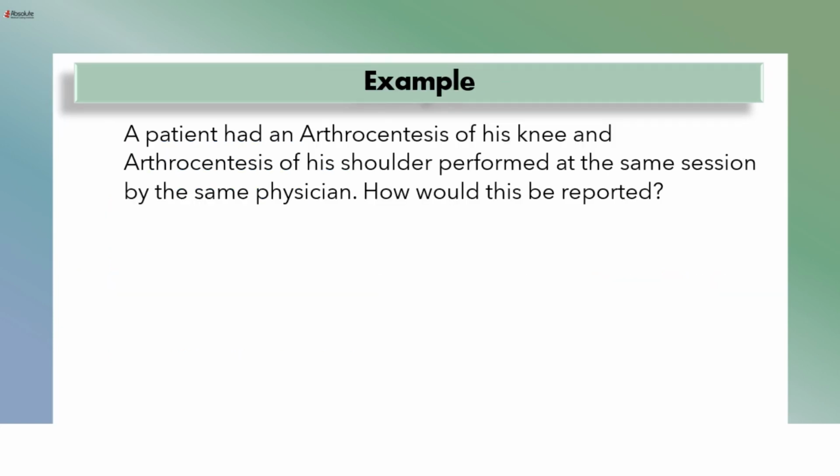So I have an exercise for you. If you'd like to code this, please do so. Hopefully you have your CPT manual with you. And just tell me on this one how we would code it and which modifiers would be appropriate. All right, so we have a patient that had an arthrocentesis of his knee and an arthrocentesis of his shoulder performed at the same session by the same physician. How do you think this would be reported? Okay, I'm going to give you 1 minute and your time begins now. Good luck.